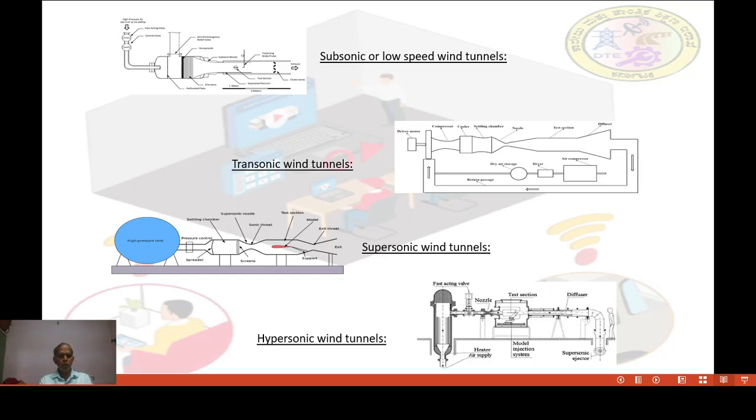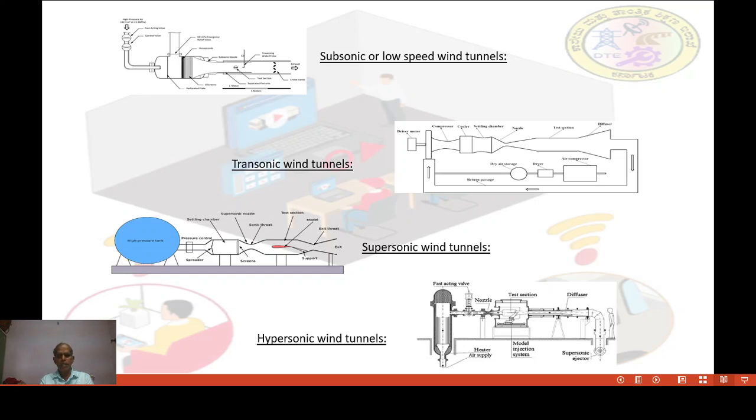Next, number 2, transonic wind tunnels. The main parts here, also closed type: a driver motor is there. Next, an air compressor is there. A cooler is there, means after compressing, the air will heat, and again it will be cooled by the cooler. A settling chamber is there. A nozzle is there to get the speed of the air. Here the nozzle has a restricted area, and if the area is restricted, the speed of the air will increase.